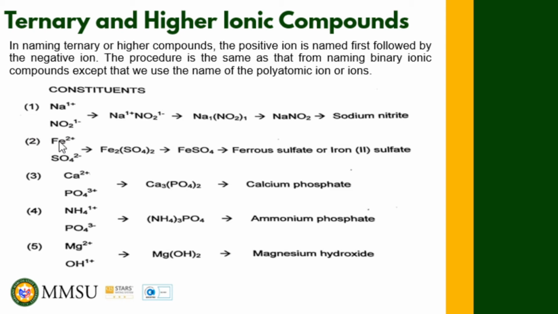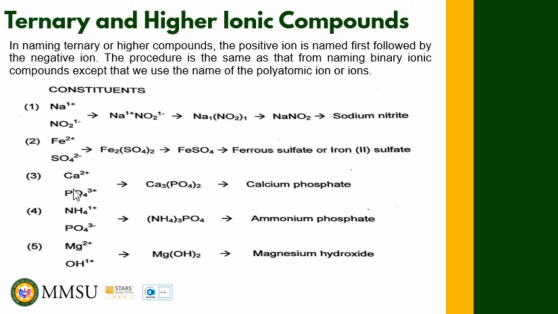So, another example, we have Fe2 plus and then SO4 2 negative, and then combining, so we have here same na charges, so mare-reduce, so FeSO4. So yung name nito is ferrous sulfate or iron(II) sulfate. So yung naming na nitong ternary and higher ionic compounds is the combination of naming the binary ionic compound and then yung binary covalent compounds.